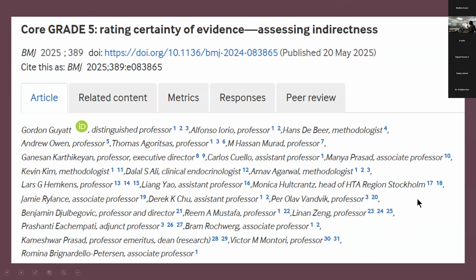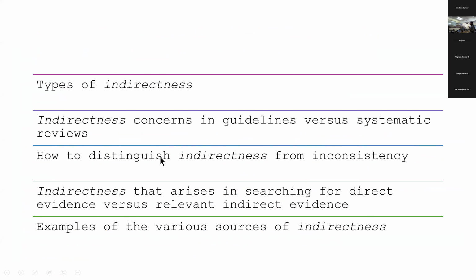So now we go on to the core GRADE 5, where we rate certainty of evidence for assessing indirectness. So we'll be looking at the types of indirectness, the indirectness concerns for a guideline versus a systematic review author, how to distinguish indirectness from inconsistency, and indirectness that arises in searching for direct evidence versus relevant indirect evidence, and examples of the various sources of indirectness.